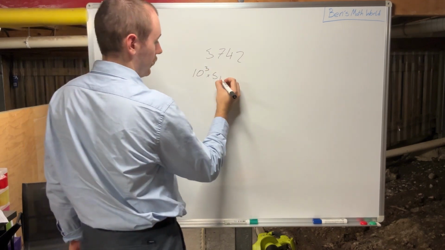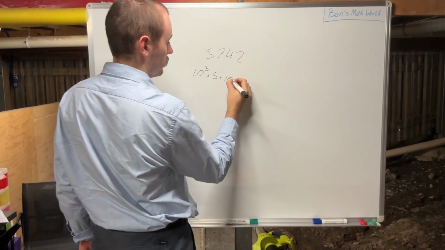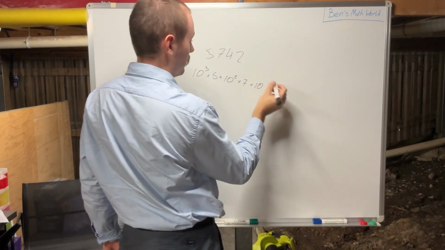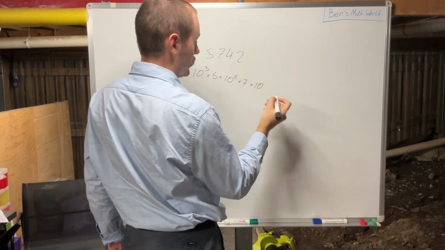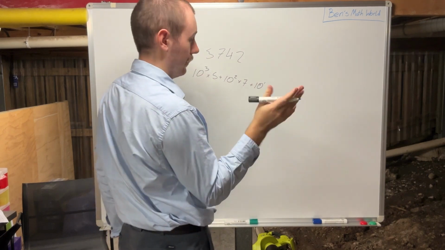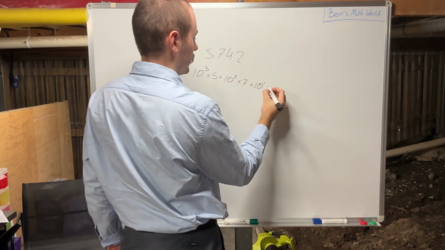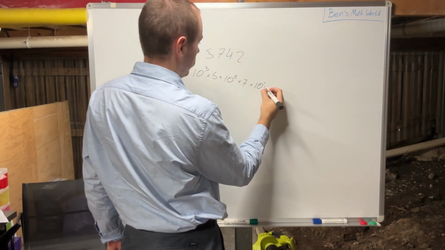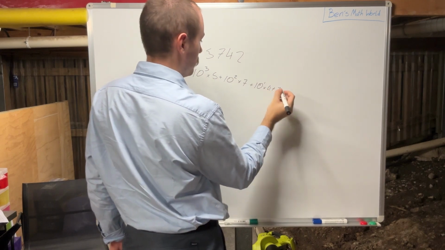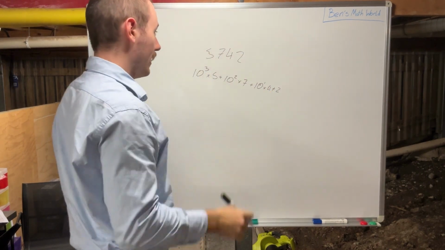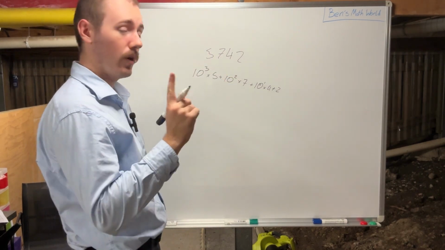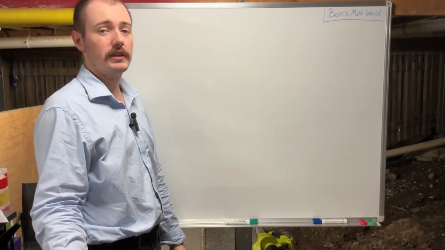Now let's move on to the 7. It's got 2 digits after it, so 10 to the power of 2 times 7, plus 10 times 4, because it has 1 digit after it, because there's an invisible 1 here. It's just 10 times itself once. It's just 10. Okay? Plus 2, because it doesn't have any digits after it. And this will just result in us getting this number again. Okay, let's go over one more example. Let's do a really easy one this time.